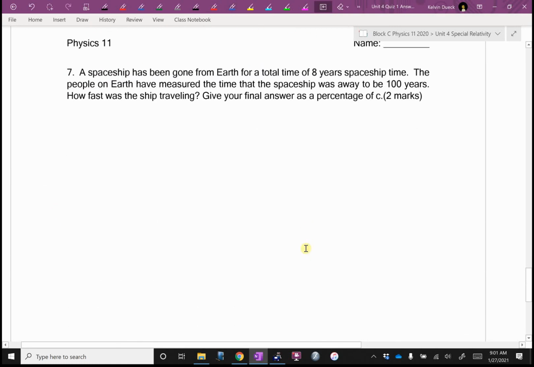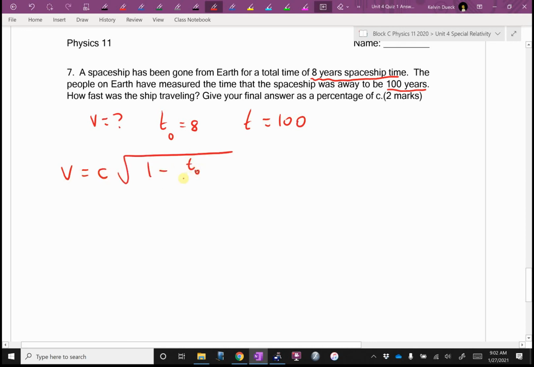Now it wants a speed as a percentage of c. So I said, okay, v equals question mark. 8 years spaceship time, hey, that's t0. 100 years, that's time back home on Earth. So my equation for the speed is c square root of 1 minus, is it t0 over t all squared, or is it t over t0?